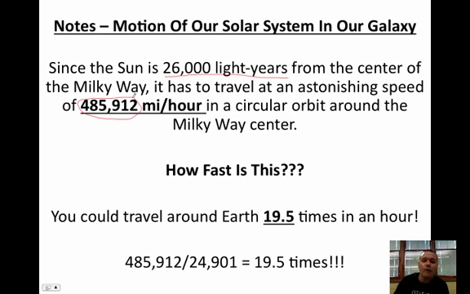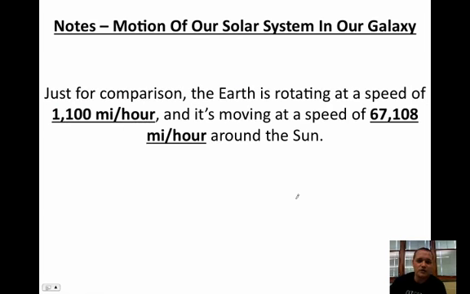485,912 miles per hour. And what that means is you could travel around Earth. You take our Earth, you go on the outside of it, and you run around Earth, but you're running at that speed. You could travel 19.5 times around Earth in an hour. That's crazy. Just absolutely crazy with regards to how far speed goes.